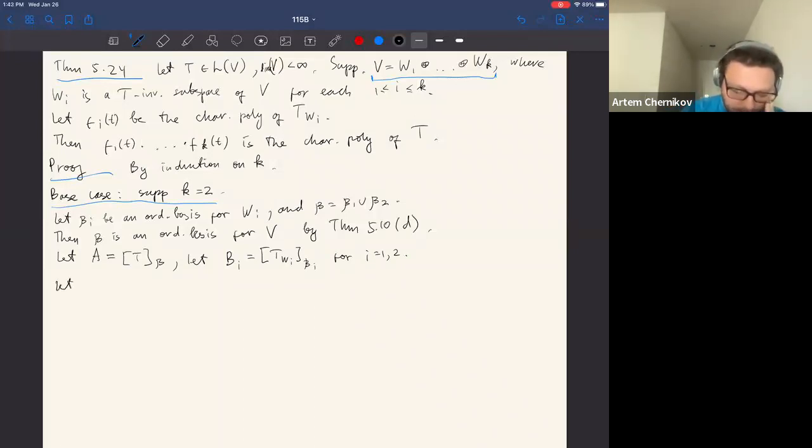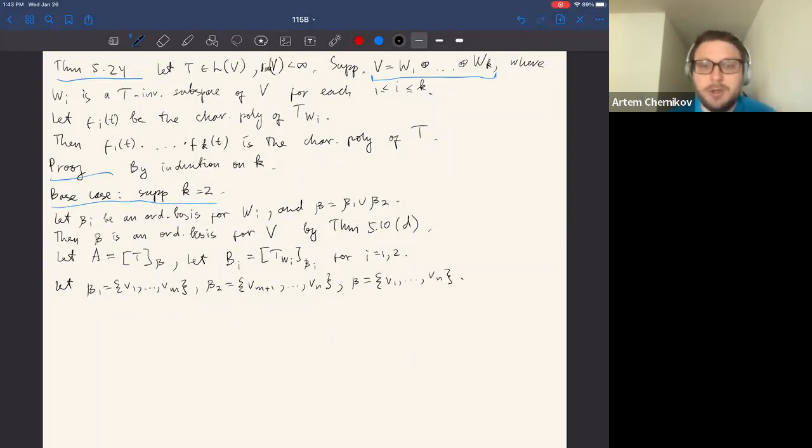Now let us write beta one as the vectors V1 through Vm. So in particular, this means that the subspace W1 has dimension m. Let us write beta 2 as Vm plus 1 through Vn, okay? And let us write beta, in this case, the union, so it's going to be V1 through Vn, okay?